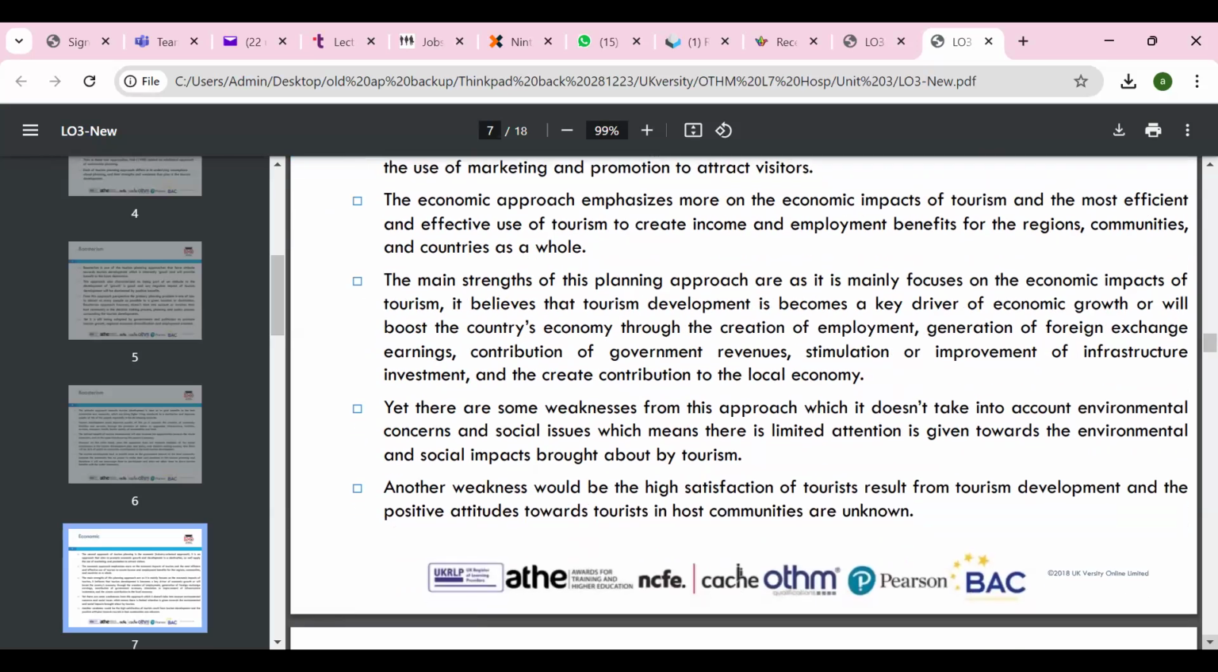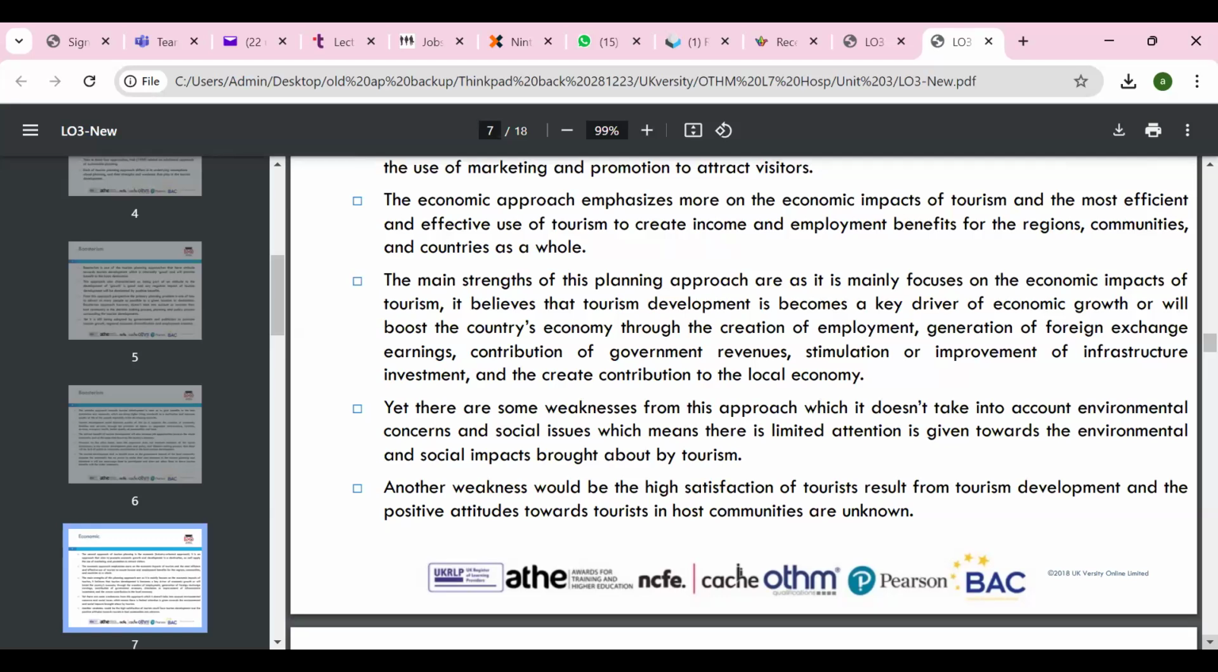So yes, there are weaknesses from this approach. It does not take into account the environmental concern and the social issue, which means limited attention is given to the environmental and social impact that tourism can have on the local community as well as the country.